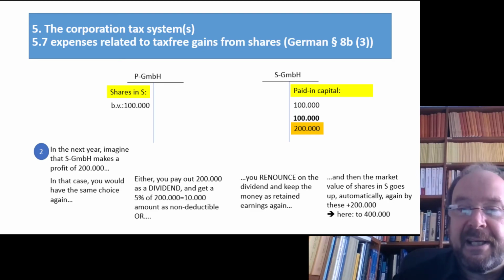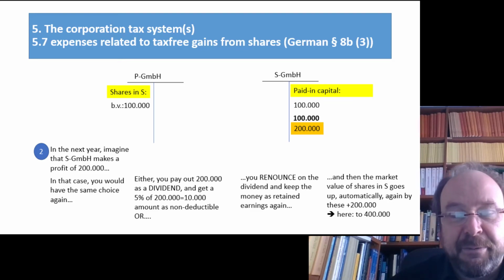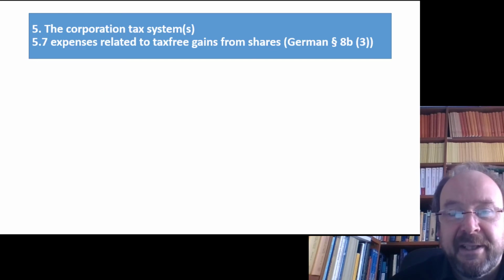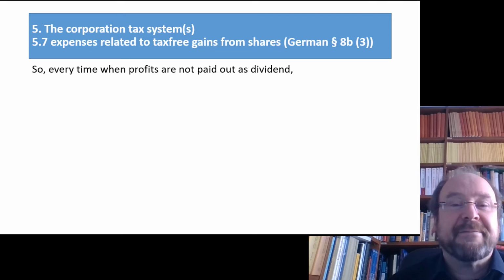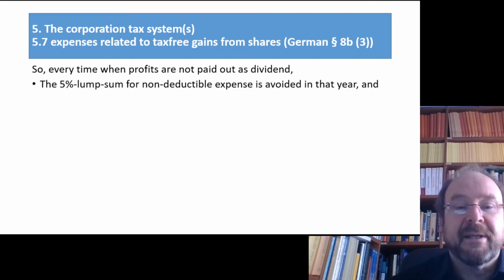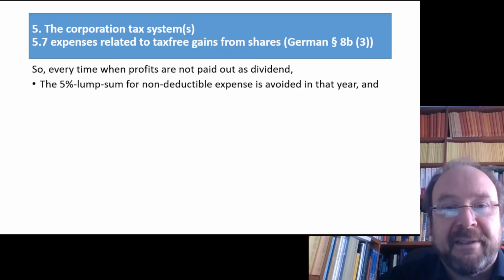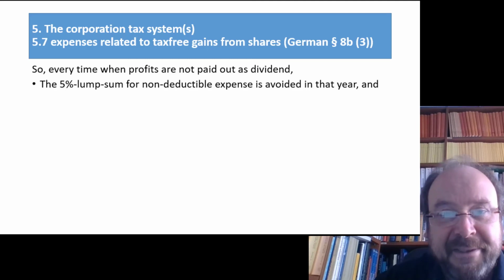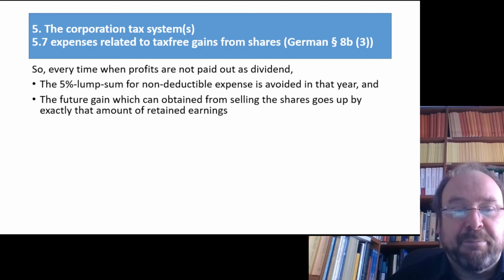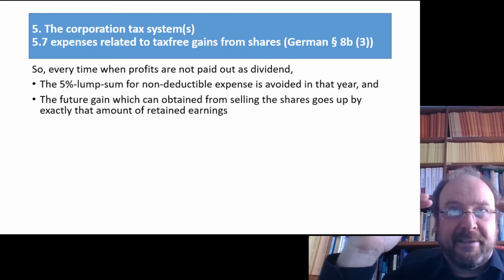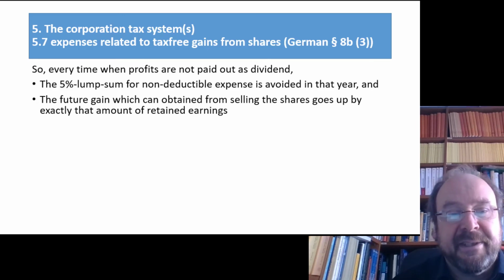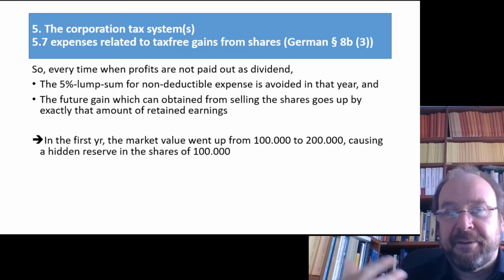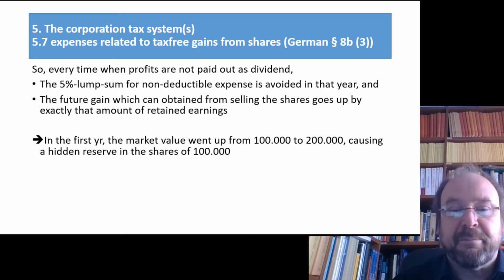So all the money which you did not pay out in former years pushes up the gain from selling the shares. And that is the vital insight which we need to have, because every time profits are not paid out as dividends, or as far as they are not paid out as dividends, you avoid the 5% lump sum for these amounts in that year. But on the other hand, you push up correspondingly any later gain on the shares in the future. So here we see in the first year that we didn't pay out the profit as a dividend, and that pushed up the gain from 0 to 100,000.